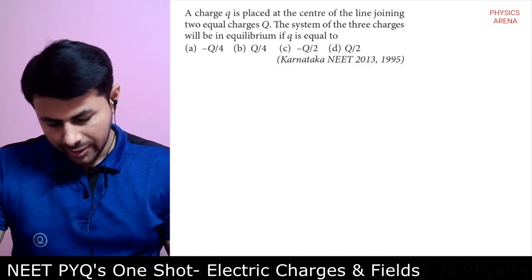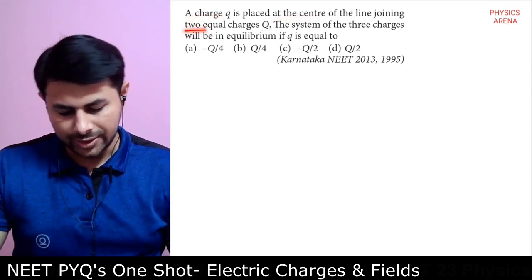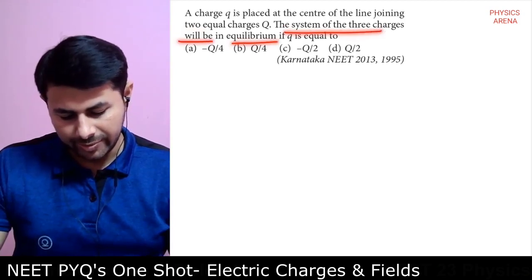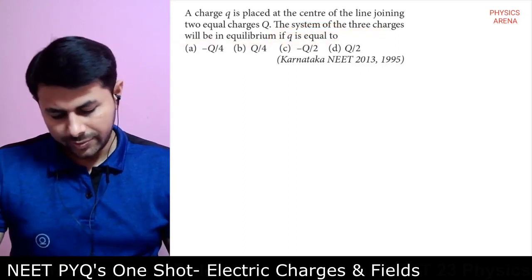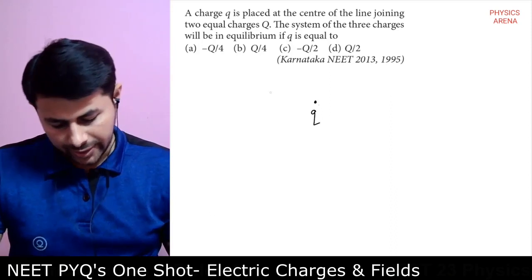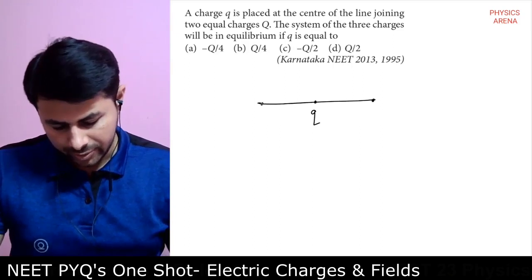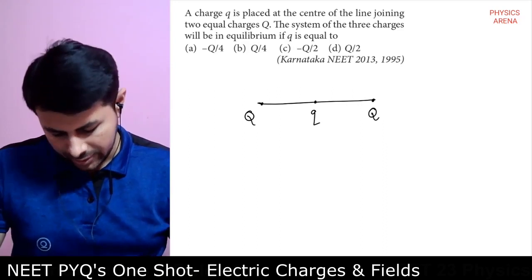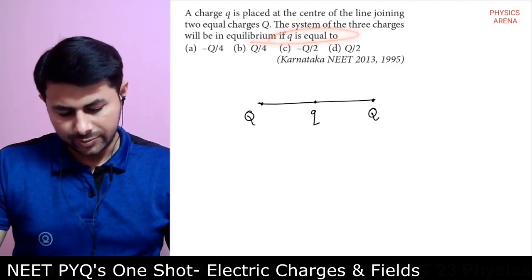Let's see the next question. A charge q is placed at the center of the line joining two equal charges plus q. The system of three charges will be in equilibrium if Q is equal to what? So charge small q is placed at the center of the line joining two charges q and q. Then the system will be in equilibrium if Q is equal to?